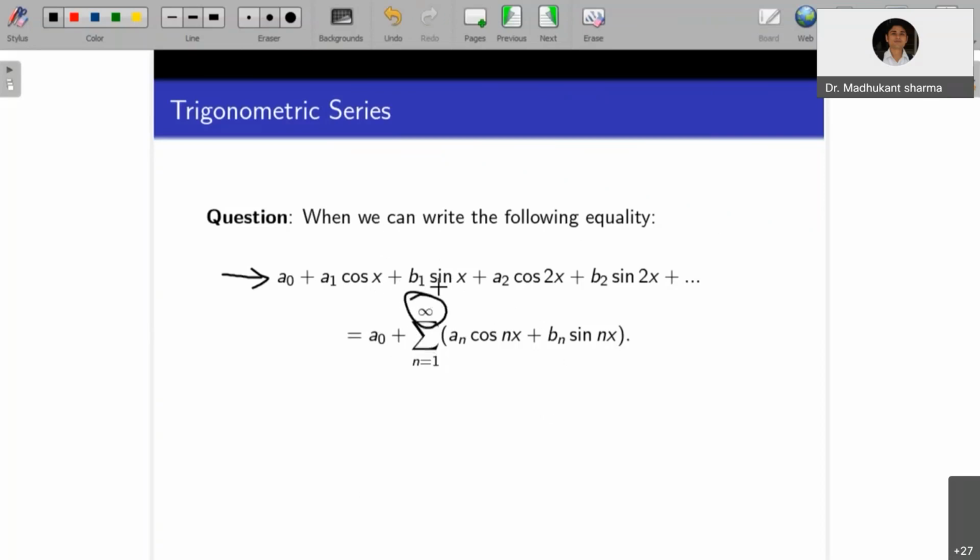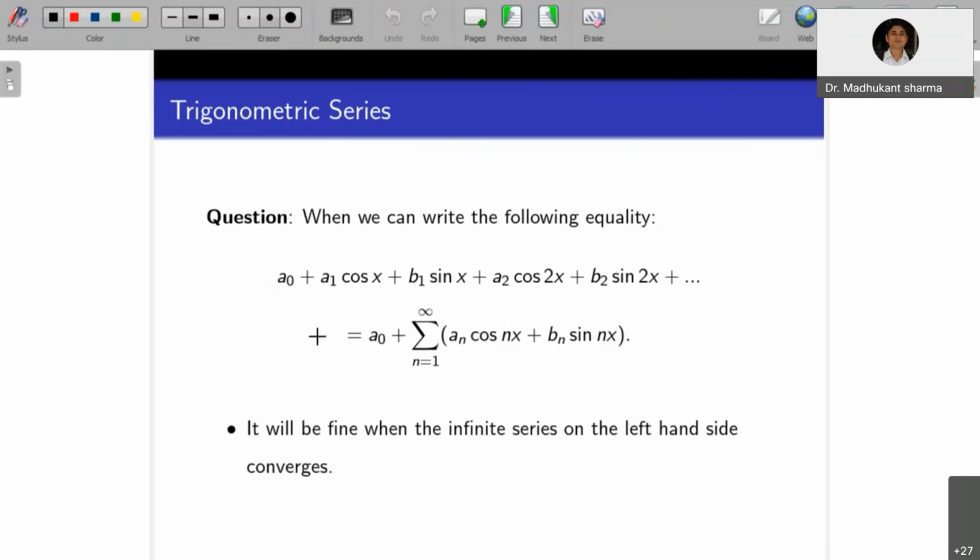there is always a problem. You have to verify whether this infinite series converges or not. You have seen those concepts for functions of a single variable, infinite series, the ratio test, and so on, to determine whether an infinite series converges or not. So if this series converges, this equality is perfectly fine. Otherwise, no. It will be fine when the infinite series on the left-hand side converges.